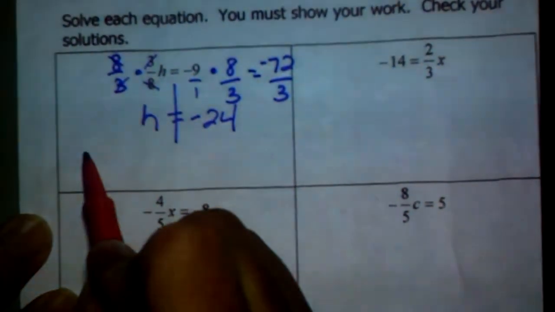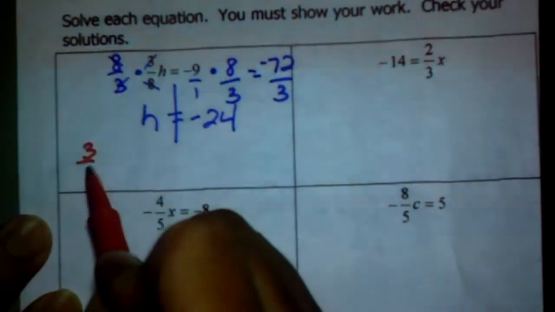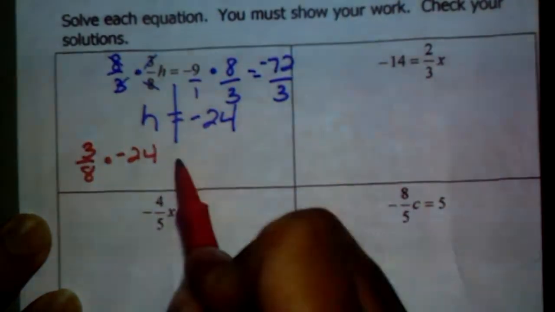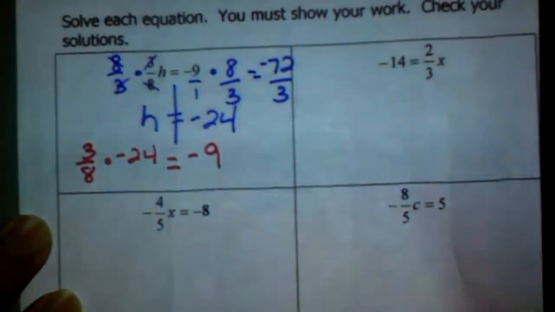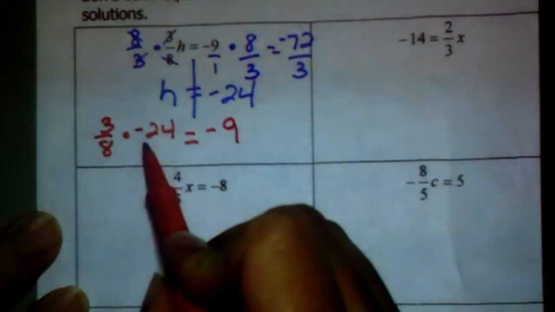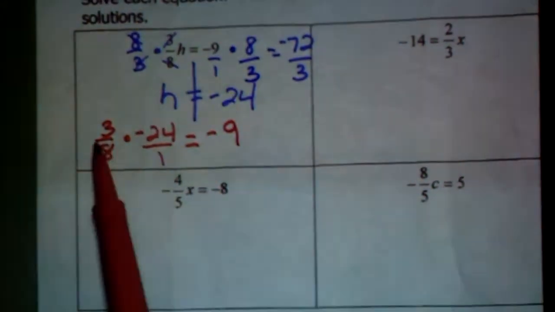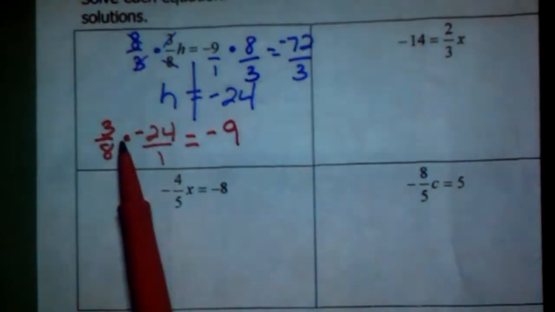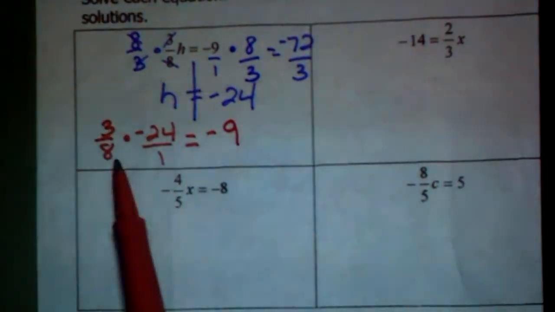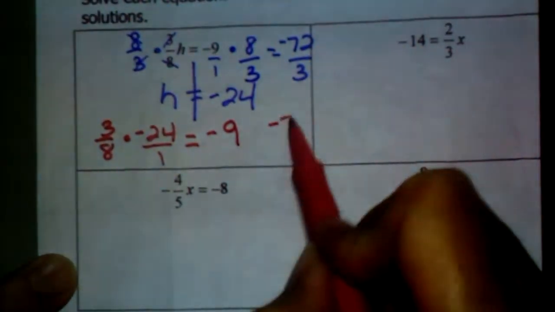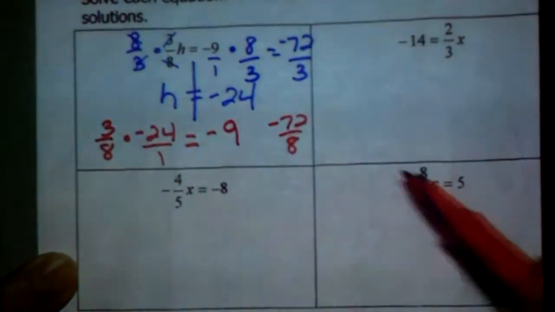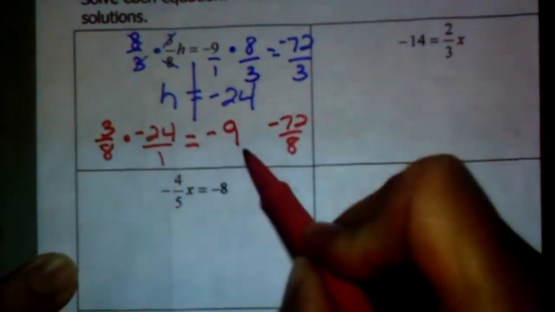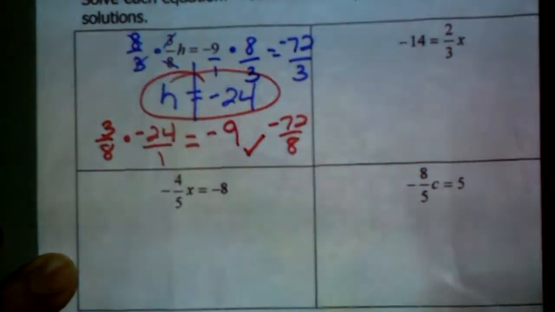All right, so I'm going to take the original 3/8 and multiply it by this h, which I say is negative 24, and it should equal negative 9. I could throw a 1 under this if I want to. What I end up with over here on this side is 3 times negative 24, which is a negative 72. And on the bottom, I end up with 8 times 1. So a negative 72 divided by 8, 72 divided by 8 is 9. And since it's 1 of each, it means it's negative 9. Yep, that is the answer.